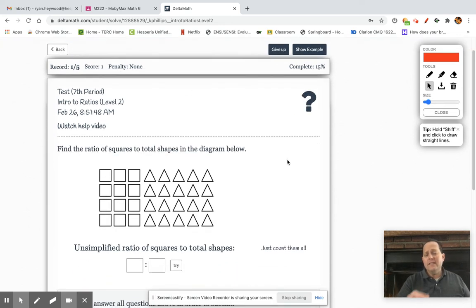Okay, now this question is one of the ones that you have to pay very close attention to. It says find the ratio of squares to the total shapes in the diagram. So it's not squares to triangles, it's squares to total shapes. So how many total shapes, how many squares plus triangles are there? So we have 1, 2, 3, so 3, 6, 9, and 12. So we have 12 squares. But how many total shapes do we have?